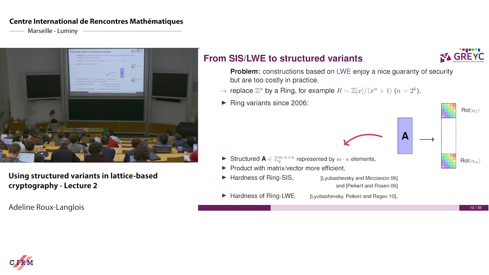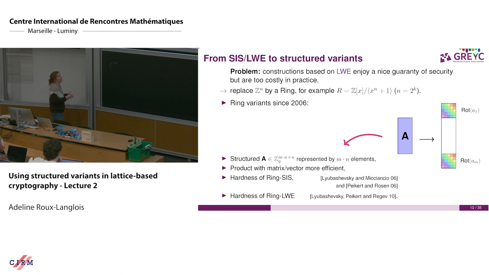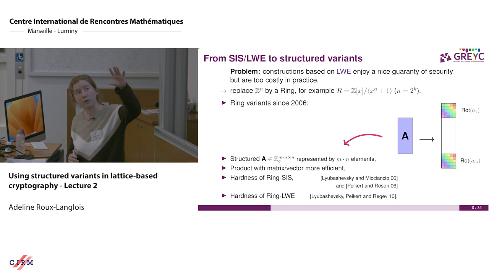Okay. So the idea is quite simple. For LWE, everything was in Z to the n. And the idea to have some structure to go faster in the operations is to consider, instead of Z to the n, a ring of polynomials modulo x to the n plus 1. So n is a power of 2, we'll see why just after. And when you have this ring, we will see just after, your matrix A becomes a structured matrix. So the rotation A1, I will define it just after, is a rotation of a vector.